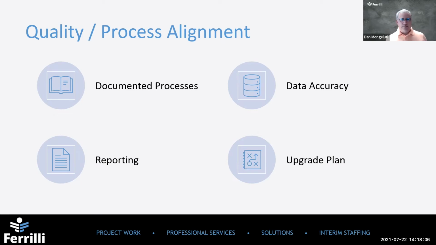From a quality and process standpoint, communication is key. Are all the groups talking together? Are there formal guides? In case of emergency, does everybody know what everybody else is doing? And process alignment is critical towards that.